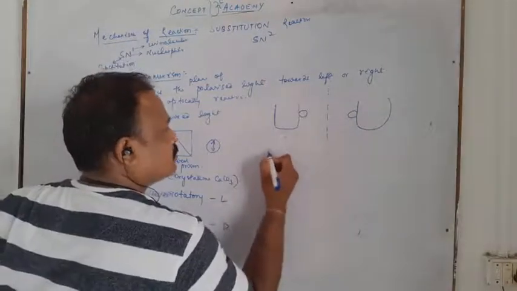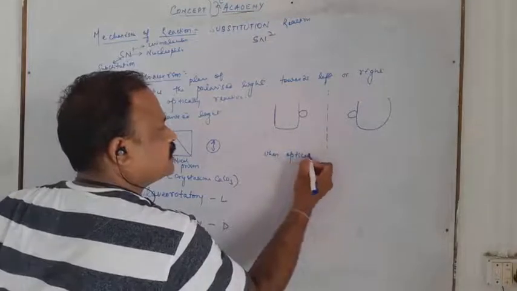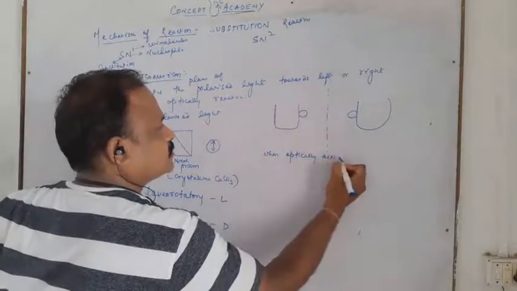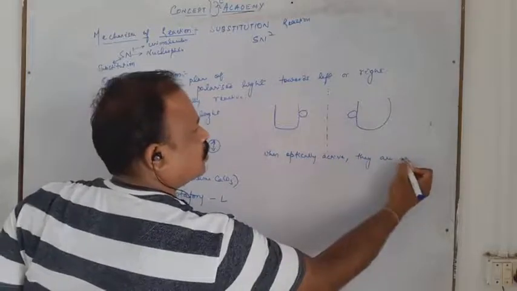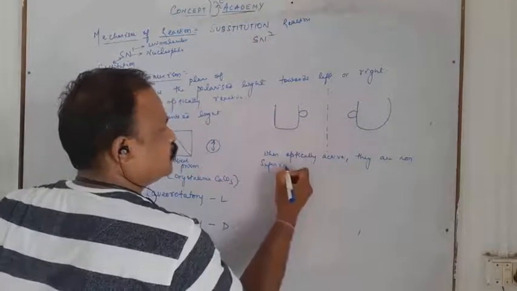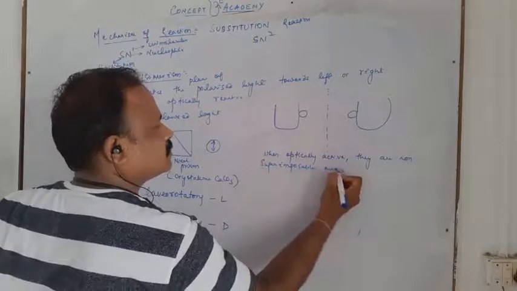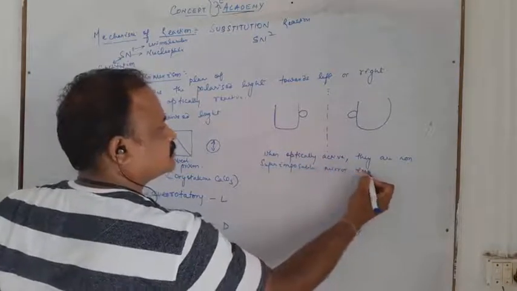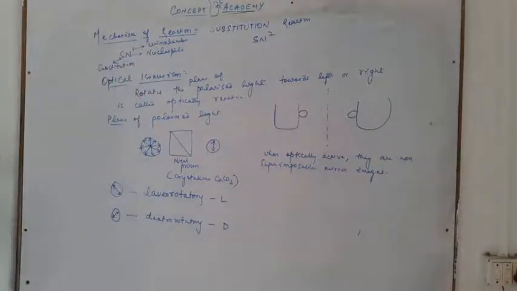So when optically active, they are non-superimposable mirror images. So when optically active, these are known as non-superimposable mirror images.